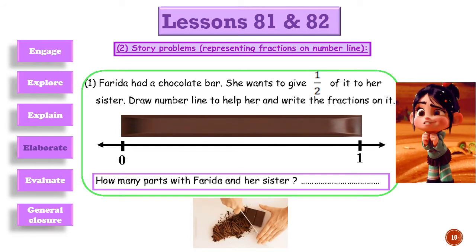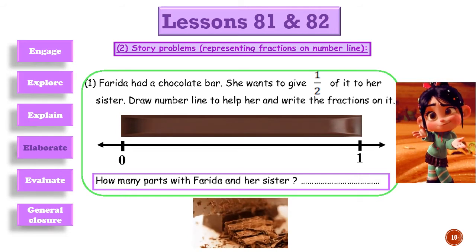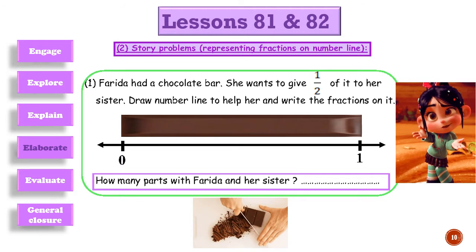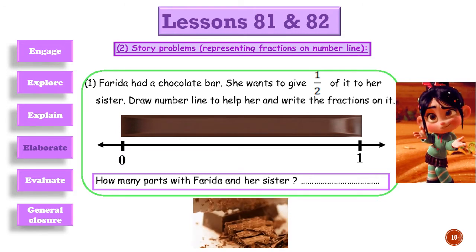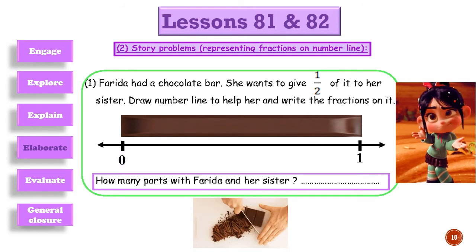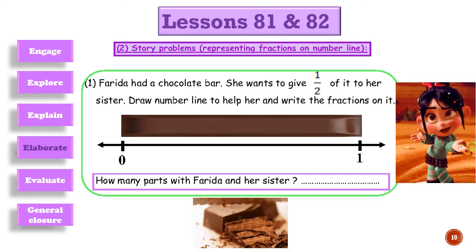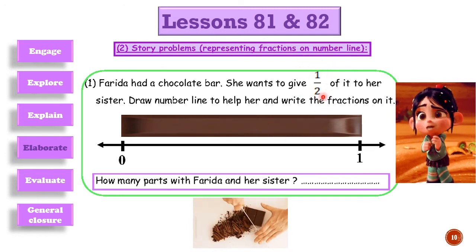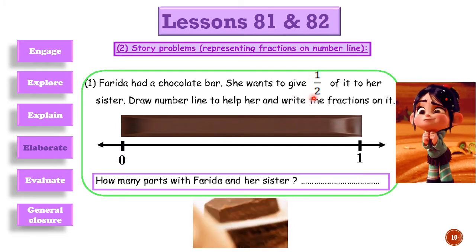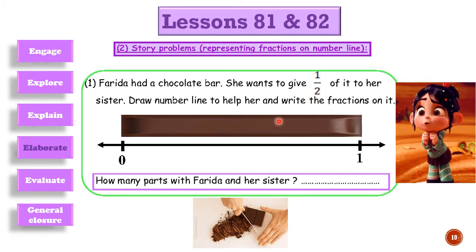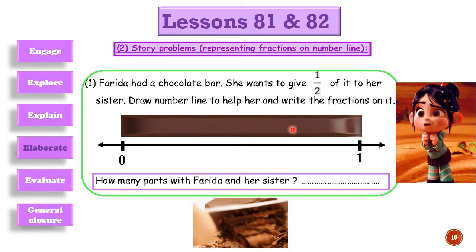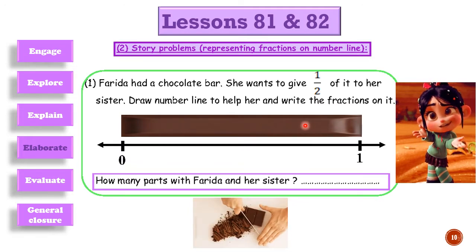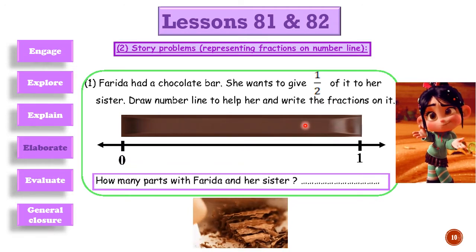She wants to give half of it to her sister. Draw a number line to help her and write the fractions on it. Here we have half. Half means 1 in the numerator and 2 in the denominator. Then we need to distribute this fraction strip into how many parts? Yes, good job. 2 equal parts.